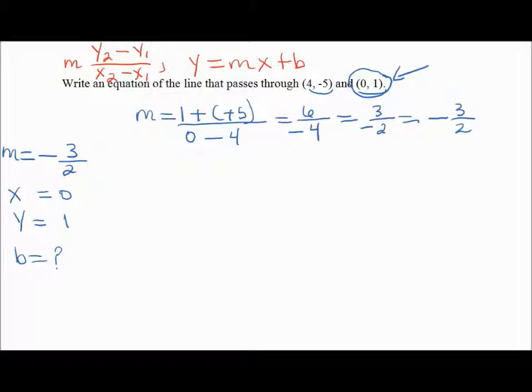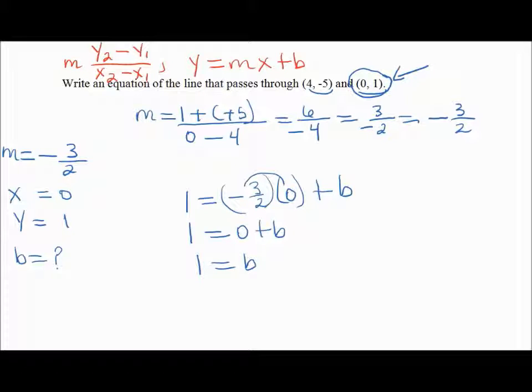The y-intercept is what I'm looking for. Okay, I need that y-intercept in order to write the equation. So now I will arrange these numbers in slope-intercept form. This becomes 1 equals a negative 3 over 2 times 0. See, this is why I like to pick the 0, plus b. So this gives me 1 equals negative 3 halves times 0 is simply 0 plus b. So this leaves me with 1 is equal to b. So I know that my y-intercept is b.